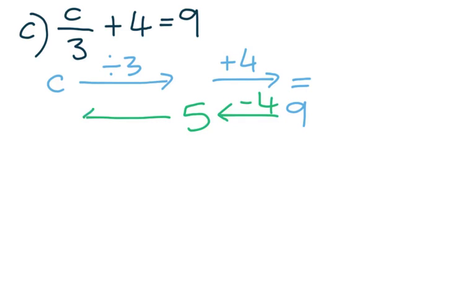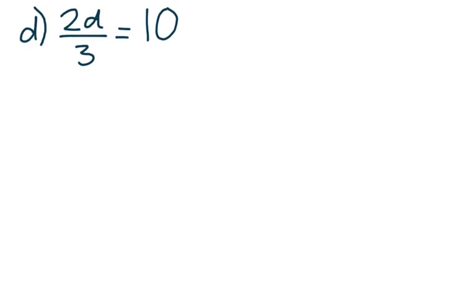And then we originally did divided by 3. So to undo that, we have to multiply by 3. And we do 5 times 3, which is 15. So we get our answer: our starting number was 15. And if we read that out in our heads, 15 divided by 3 is 5, 5 plus 4 equals 9. So we know that we've got that one correct.